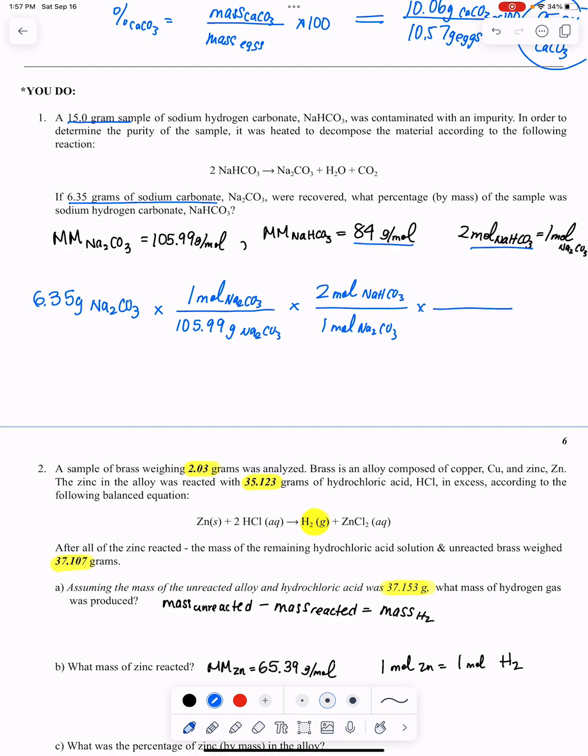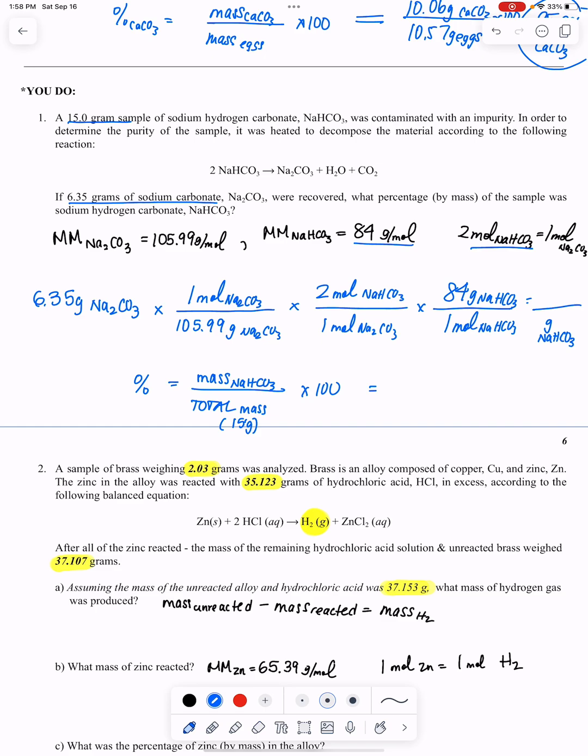And then finally, the last step is going to get me to go from that mole ratio to my grams. 84 grams of the sodium hydrogen carbonate, or sodium bicarbonate. That vocabulary is the same for every 1 mole of sodium hydrogen carbonate. This is going to give me my mass of sodium hydrogen carbonate. I'm going to let you do that math. And then if I want my percentage, it's going to be my mass of the sodium bicarbonate divided by the total mass, which is the 15 grams, times 100. I'm going to leave you to do the rest of that percentage to get the answer.